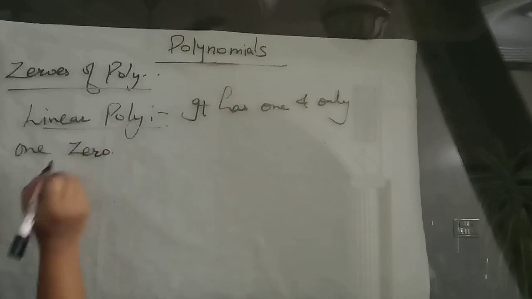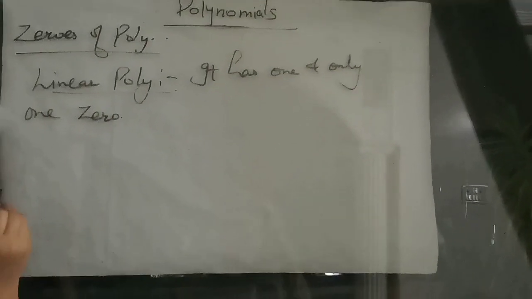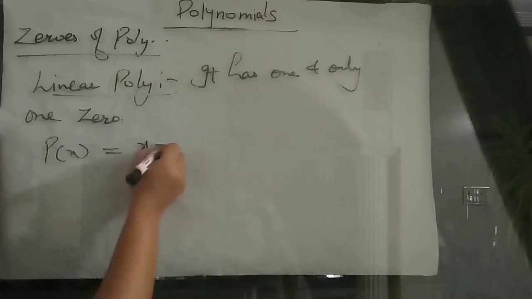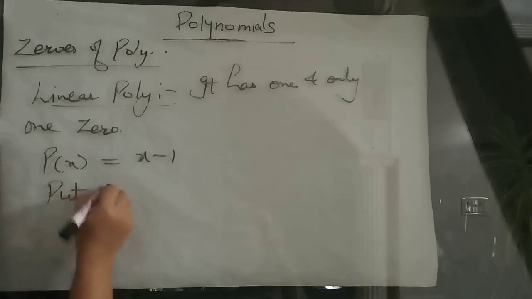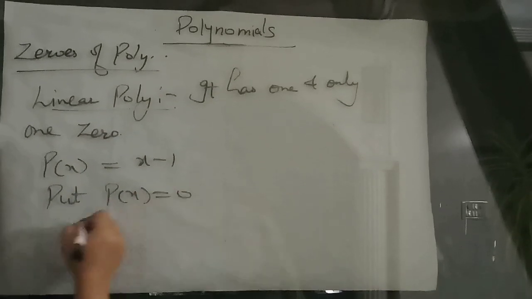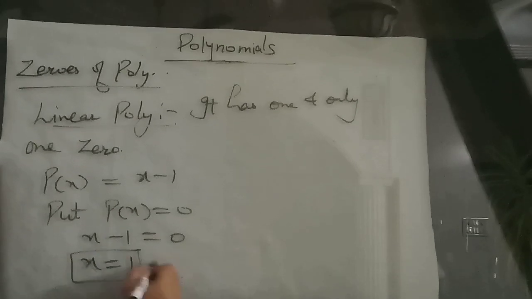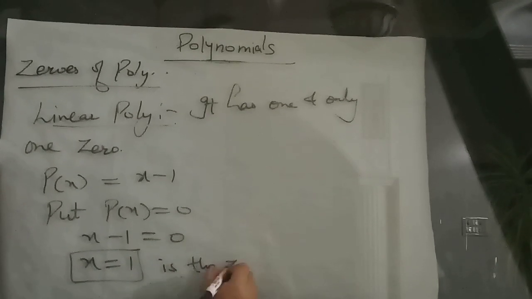It means one and only one number will satisfy the polynomial. Let us take an example. Let P(x) be equal to x minus 1. Put the polynomial equal to 0. What do you get? x minus 1 is equal to 0, so x is equal to 1. We will say this is the zero of the polynomial.